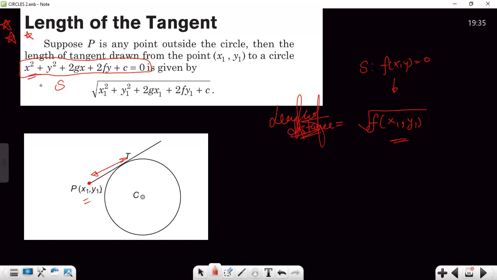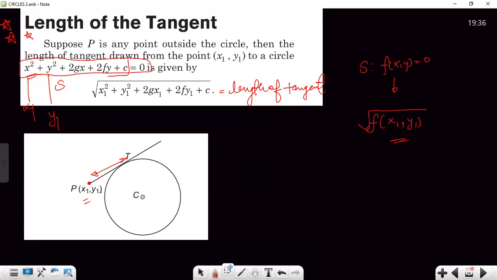So this was the equation of circle. We have made the right hand side 0. In the left hand side, substitute x with x1 and y with y1 and then take its square root. This is the length of tangent. As simple as that. This is the length PT.